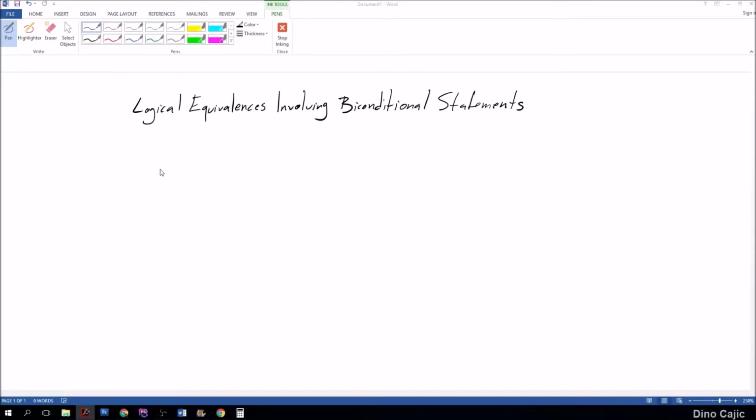Back to another discrete math tutorial. This time we'll focus on logical equivalences involving biconditional statements. Let's go ahead and start off with the first one.